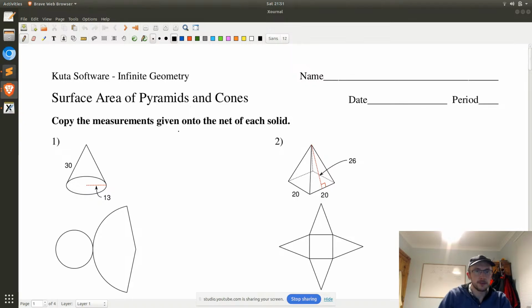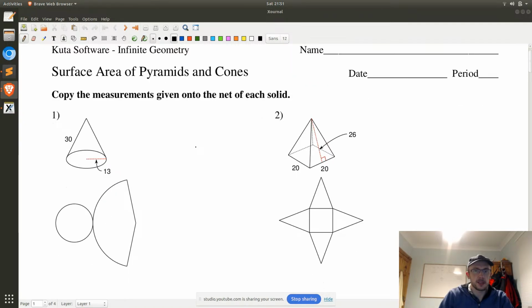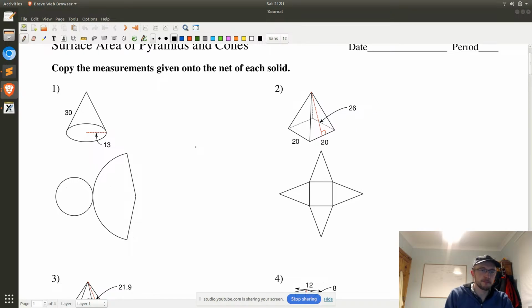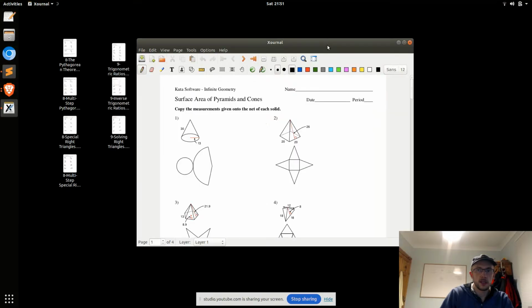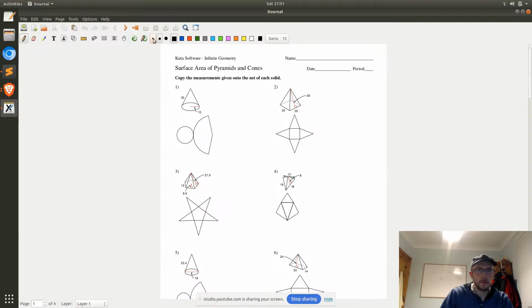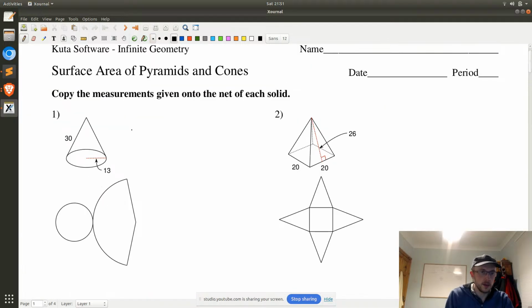14 questions. Copy the measurements given onto the net of each solid. All right. Oh, whoops, you have to start it twice. And doing so, 13 there, 30 there, for the slant height of the cone and for the radius of the base.